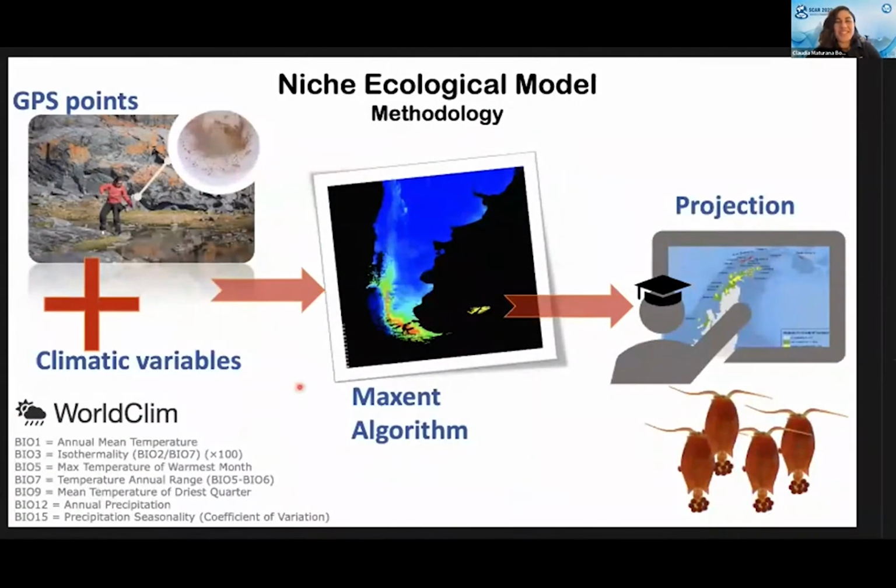This is a very short and simple way to describe and illustrate the ecological niche model methods. We first use the occurrence dataset of the species, using GPS points, plus climatic variables. We chose in this case 7 bioclimatic variables downloaded from the WorldClim platform, and that data goes to the Maxent algorithm, and at the end we use this to project in space, in this part of the study, to obtain the different areas that are more suitable for Boeckella to occur.